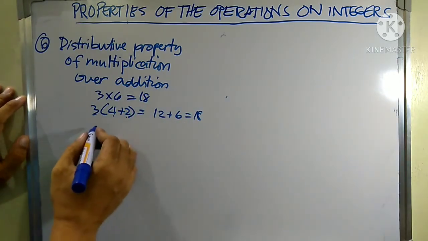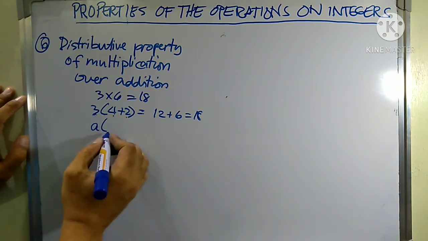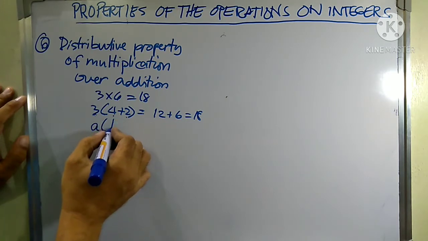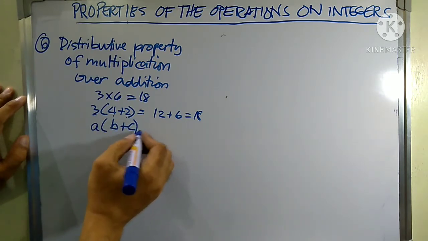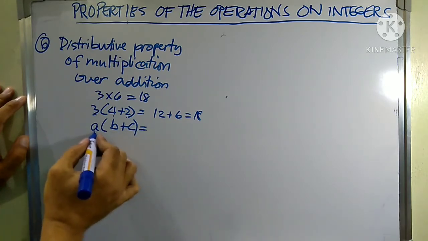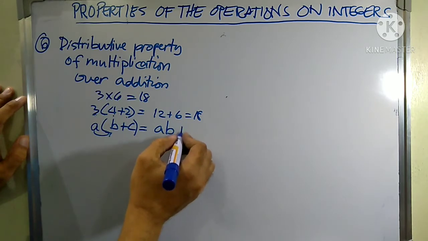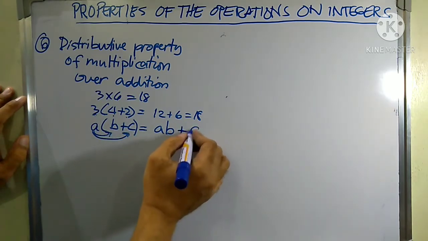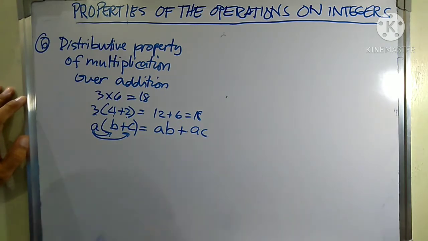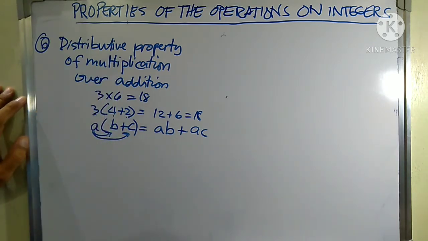So we can have our notation here. If we have a number A multiplied by (B plus C), the answer is just multiply A times B is AB, plus A times C is AC. That is our product by applying distributive property of multiplication over addition.